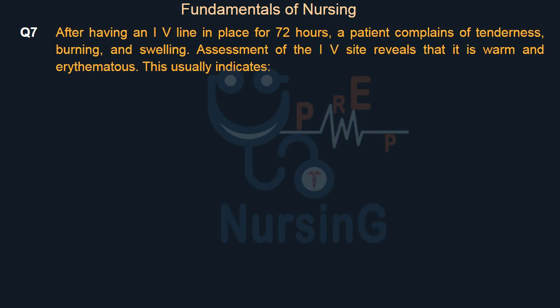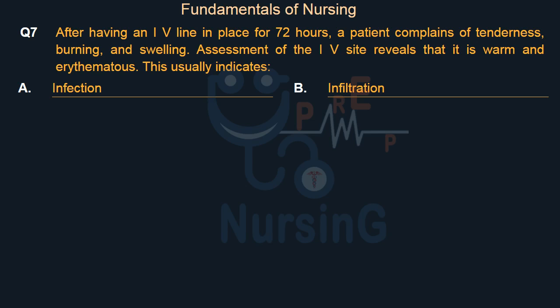After having an IV line in place for 72 hours, a patient complains of tenderness, burning, and swelling. Assessment of the IV site reveals that it is warm and erythematous. This usually indicates option A. Infection. Option B. Infiltration. Option C. Phlebitis. Option D. Bleeding. Right answer is option C.